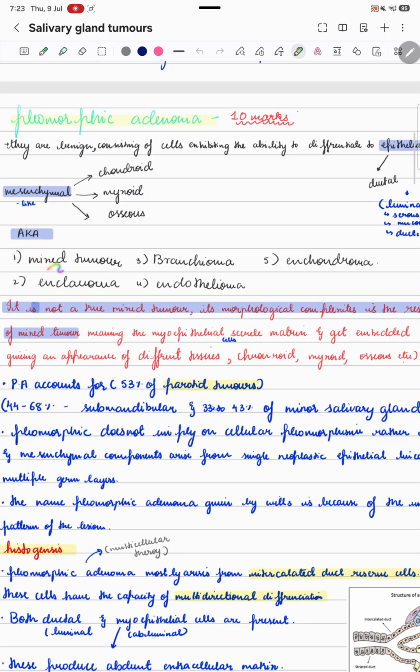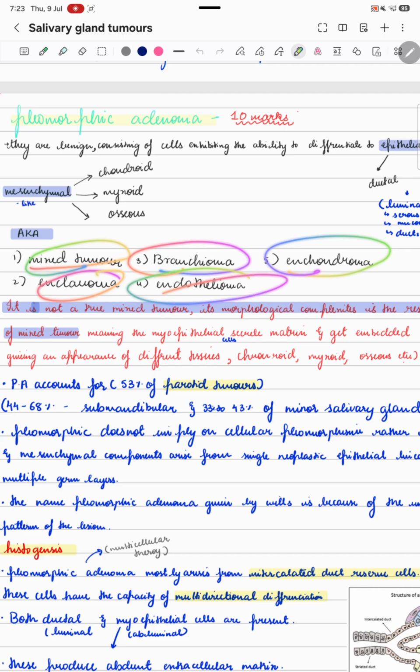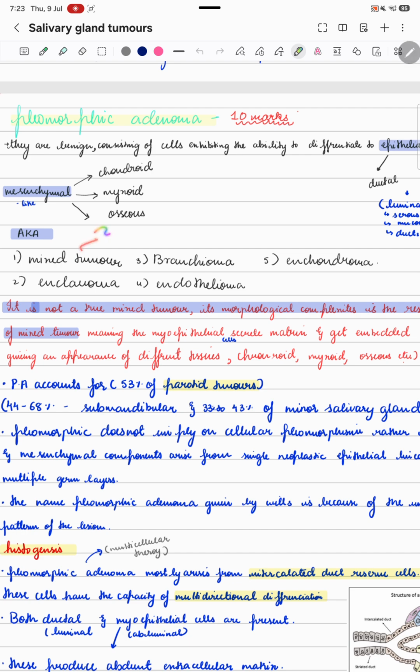Now they are also known as mixed tumor, branchioma, enchondroma, enclavoma, endothelioma. So in the final exam they can also ask you what is a mixed tumor, what is a branchioma, what is an enchondroma, what is an enclavoma, what is an endothelioma.